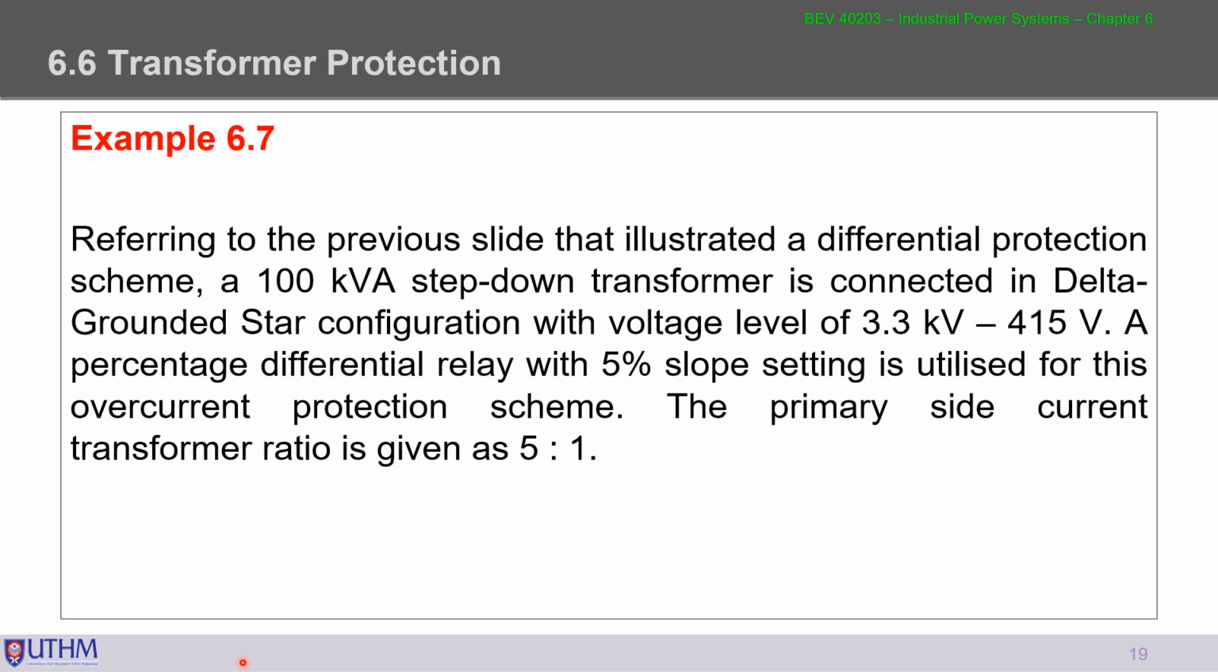Next we go to example 6.7, which covers transformer protection. Referring to the previous slide that illustrated a differential protection scheme, a 100 kVA step down transformer is connected in delta ground star configuration with a voltage level of 3.3 kV stepped down to 415 volts. A percentage differential relay with 5% slope setting is utilized for this overcurrent protection scheme. The primary side current transformer ratio is given as 5:1.